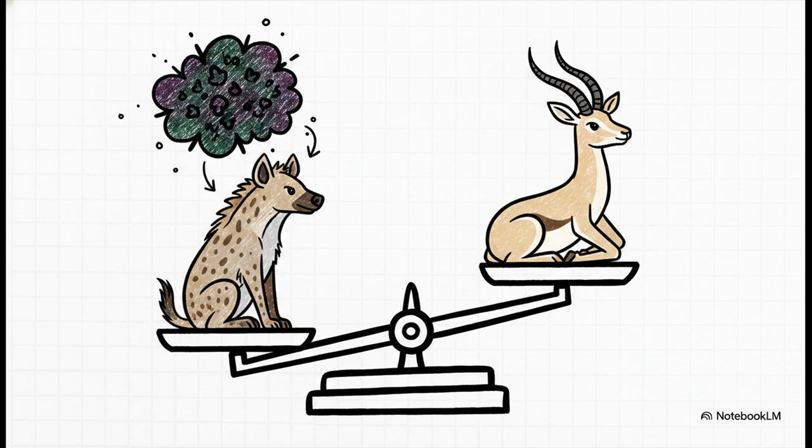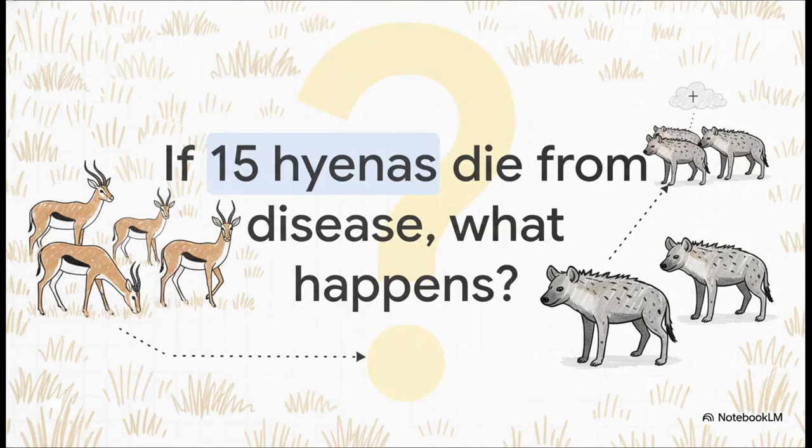To figure this all out, we're going to look at a truly brilliant past question from WAEC Biology. It's question 5, and it perfectly captures this exact dramatic scenario. Let's read the actual question together. It says, an ecosystem comprises an abundance of grasses, 120 antelopes, and 20 hyenas. What would likely happen to the ecosystem if 15 of the hyenas were killed by a disease? And they give us 4 options.